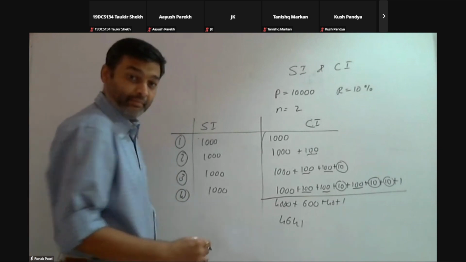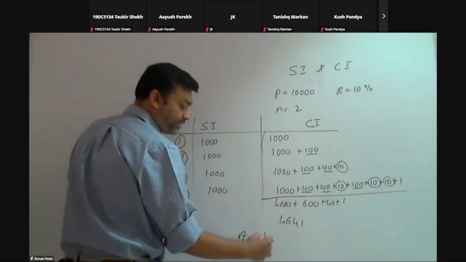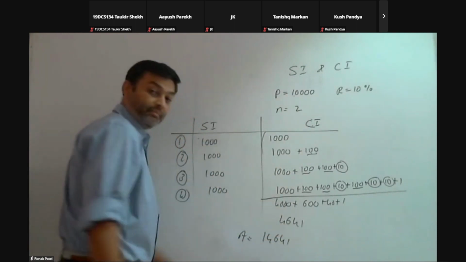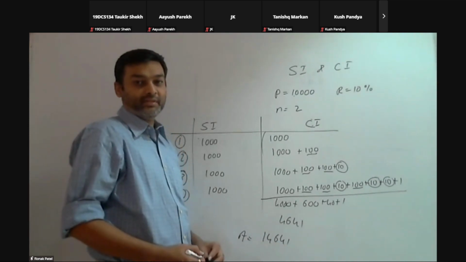Right? And if somebody asks for the amount, the amount is nothing but I'll add the principal 10,000 plus this, so 14,641 is how much I'll get at the end of the 4 years. So the total amount is 14,641.